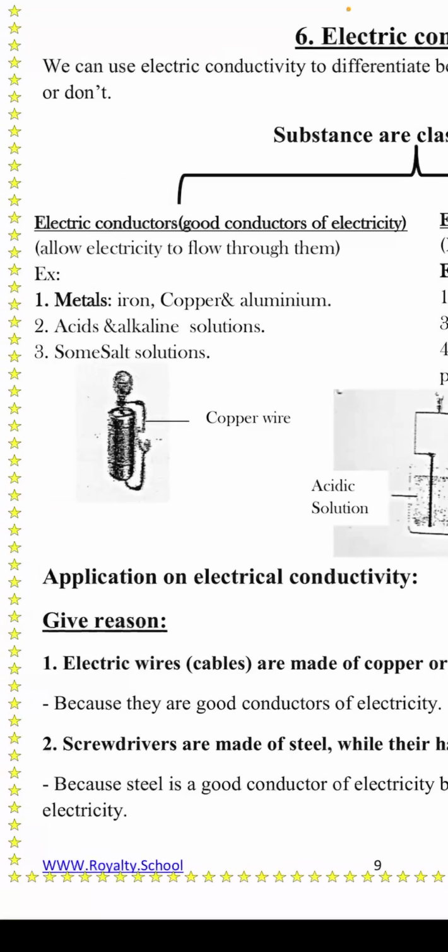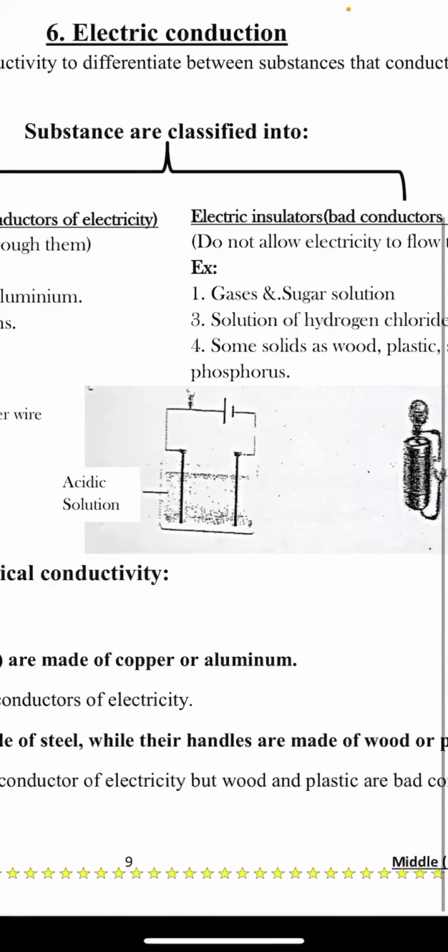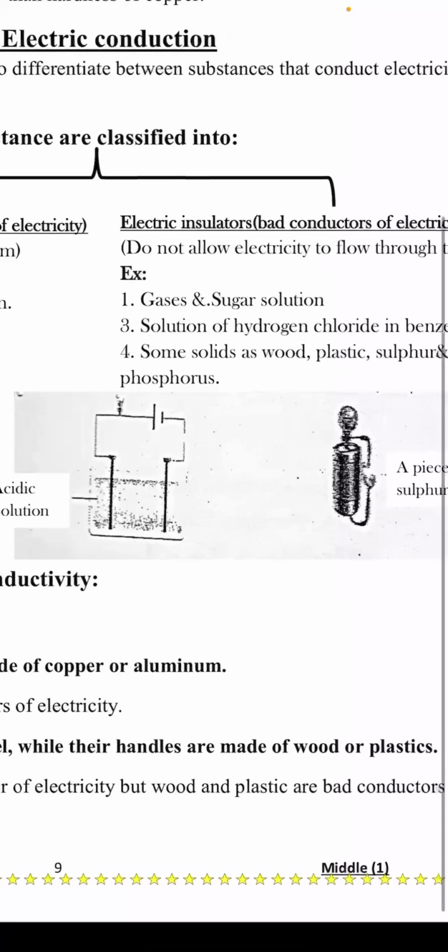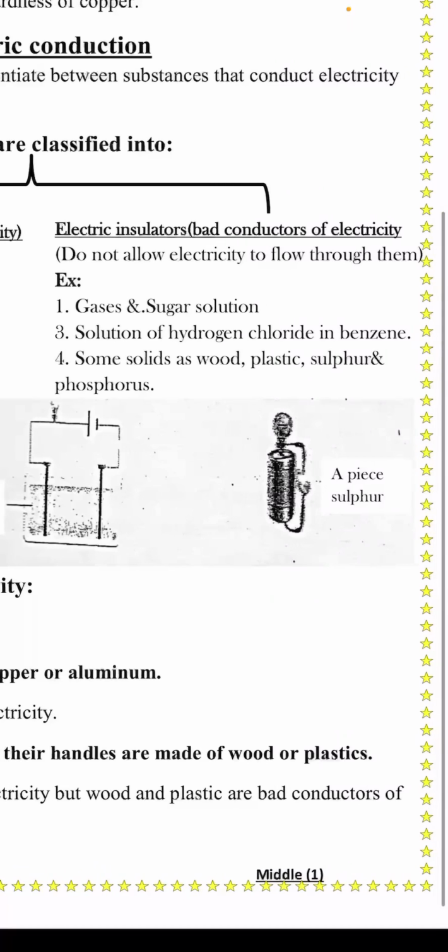And there are substances which are bad conductors of electricity, which are called electric insulators; they don't allow electricity to flow through them. All gases don't allow electricity to flow through them. Solutions such as sugar solution and solution of hydrogen chloride in benzene, okay? And some solids are bad conductors of electricity, such as wood, plastic, sulfur, and phosphorus.